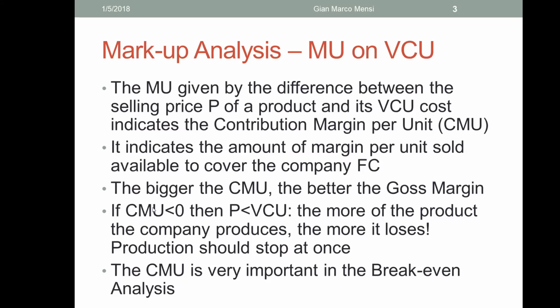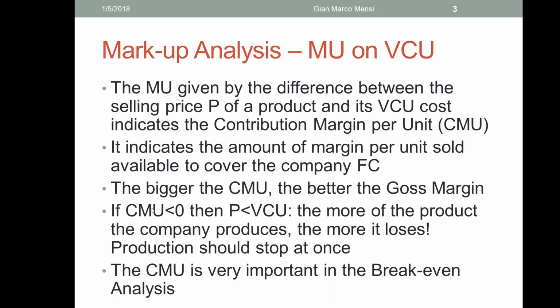First, we talk about the markup on the variable cost per unit. It's an incredibly important number, and it's called the contribution margin per unit. Why? Because when you are doing a break-even analysis, you will see that the CMU, the contribution margin per unit, tells you a very important story, i.e., how much money you can make per every product produced and sold that can be used to cover your fixed costs.